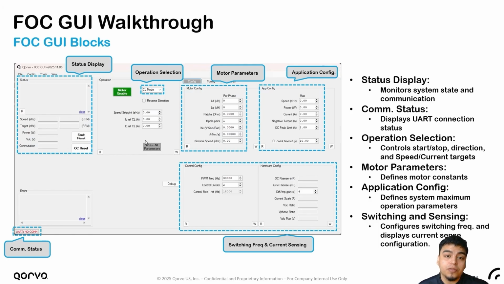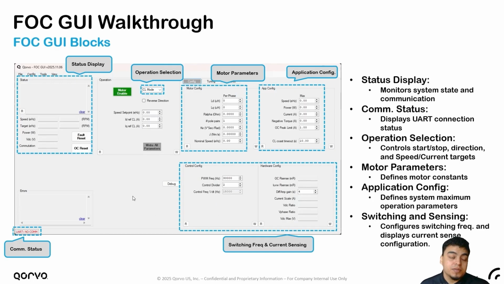Now let's walk through the main blocks on the config tab. First is the status display. This will indicate whether you're in open loop or closed loop. It will also display if the system has encountered a fault. It also shows live runtime values like your speed reference and targeted speed, both in electrical hertz and RPM, as well as your input DC bus voltage and your commutation mode.